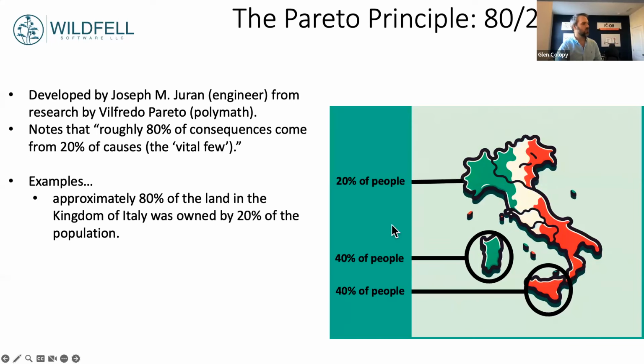So the visual of this is approximately the entire boot of Italy is owned by 20% of the population, and then the two islands, Sicily, and unfortunately the other one is not popping in my head right now, would be owned by 40% each. And now I'm feeling embarrassed, but yeah, so effectively all this land mass is owned by the minority, 20%, and then these two smaller islands are owned by 80% of the population.